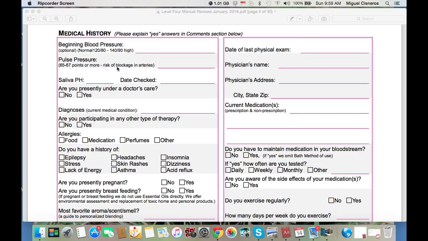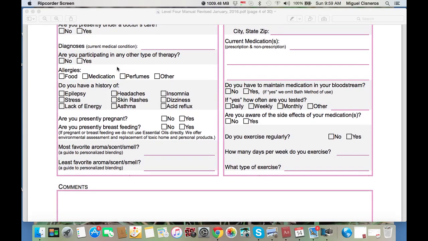But the idea here, if they're presently pregnant, we definitely don't use essential oils by themselves in this individual because we don't know. It's an unknown of what would happen. So we don't want to do unknowns. But our work becomes very important for their environment and for the products that they are using. Are you personally breastfeeding? The statement underneath it says, pregnant or breastfeeding, we do not use essentials directly. We offer environmental assessment or replacement of toxic home and personal products for the same reasons.